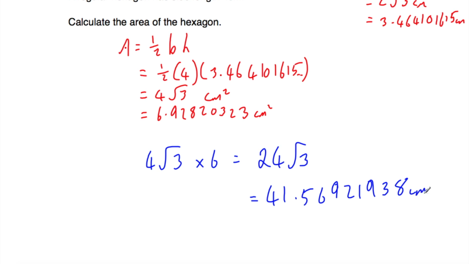41.56921938 centimeters squared. And we could round our answer, perhaps round it to 41.57 centimeters squared at the end, or just leave it as 24 root 3 centimeters squared, because the question doesn't say we have to give it to so many decimal places. And that's it.